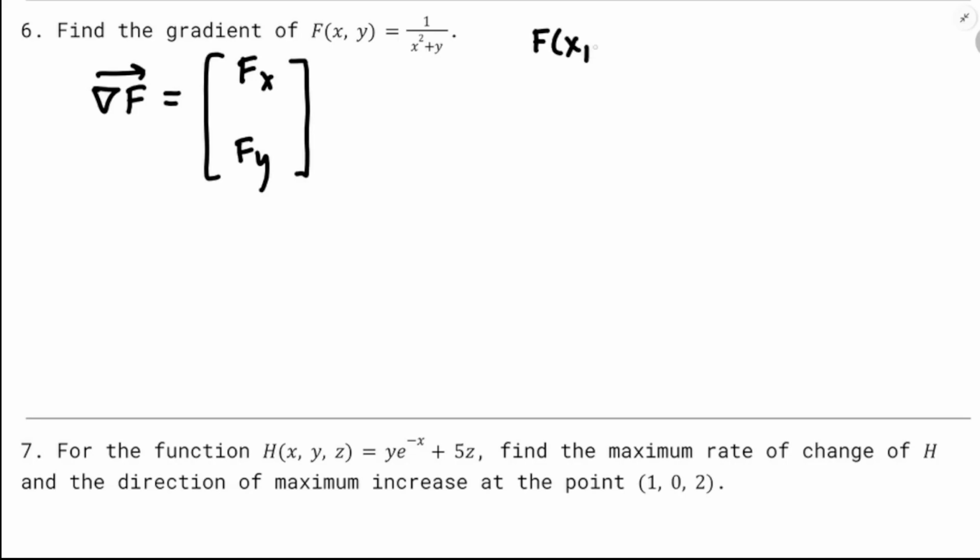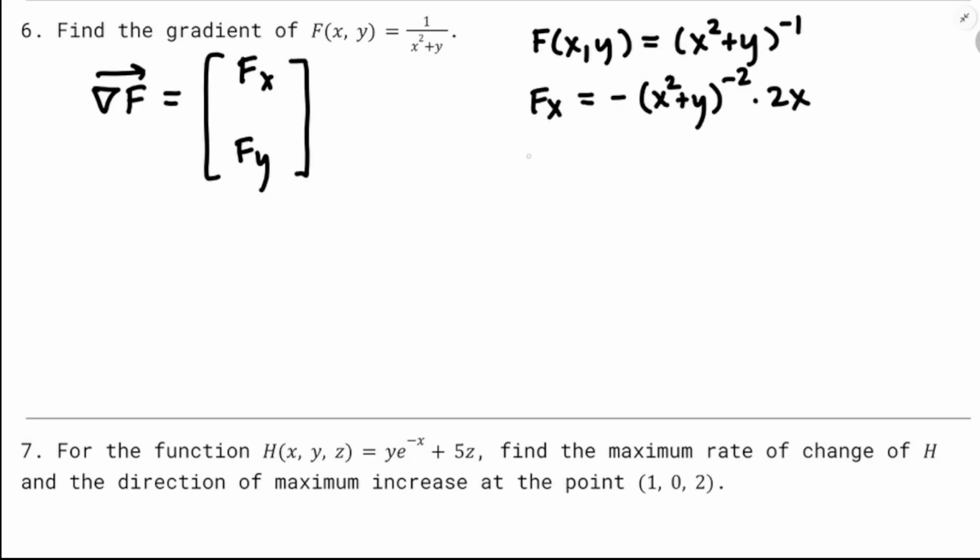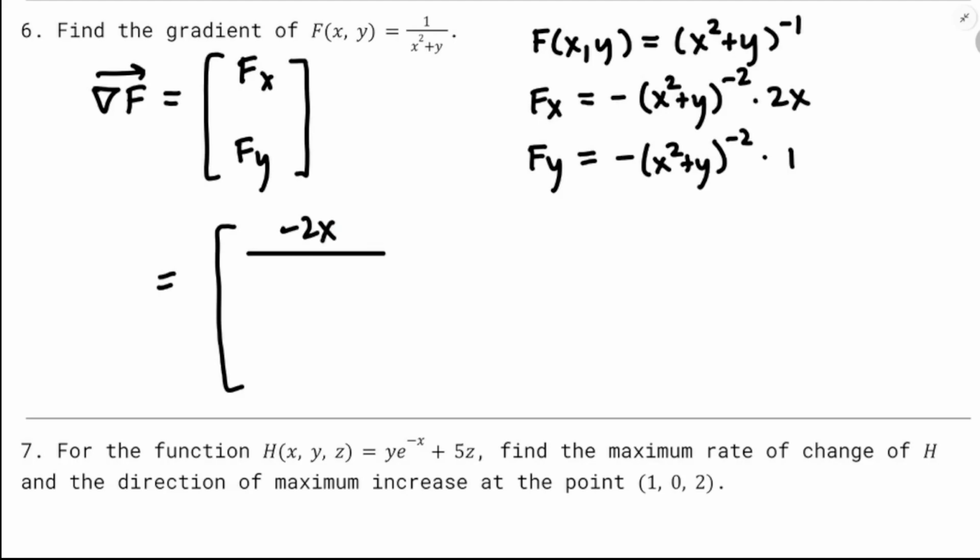I think I'm going to rewrite f of x and y. If I've got something in the denominator, that's x squared plus y to the negative first power. For fx, just observe the chain rule: do the power rule first, negative of that thing to the negative 2 power, times the derivative of the inside with respect to x. So that's going to be 2x. And for f with respect to y, the same thing will happen, but then I'm going to multiply by the derivative of x squared plus y with respect to y, and that's just going to be 1. So this is going to be the vector that has negative 2x over x squared plus y to the 2 power, and then negative 1 over x squared plus y to the 2 power.